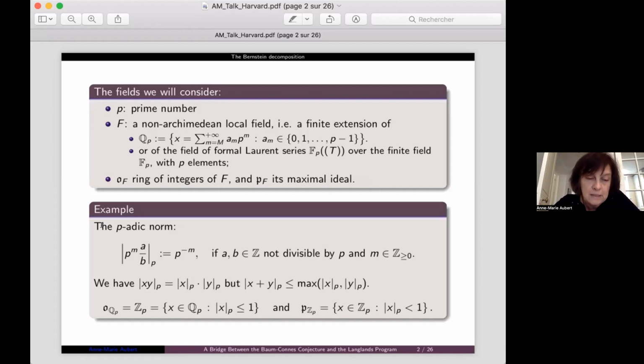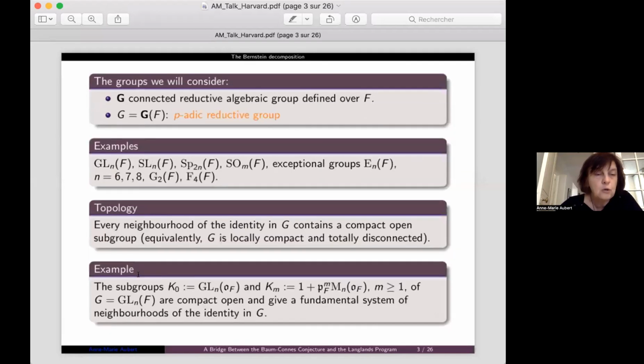So an example in the case of Q_p itself. We have a p-adic norm, which is defined as follows. You take a rational number, and you select the maximal power of p in it. So you write it as p^n a/b, where a and b are not divisible by p. And then the p-adic norm of that number is p to the power minus n. And this p-adic norm is very interesting because it has the following property. When you consider the p-adic norm of a sum, it is not greater than the maximum of both norms. And in the case of Q_p, the ring of integers is just the elements which have p-adic norm not greater than one, and the maximal ideal p_F is given by the elements where the norm is less than one. So these are the fields which will appear in my talk.